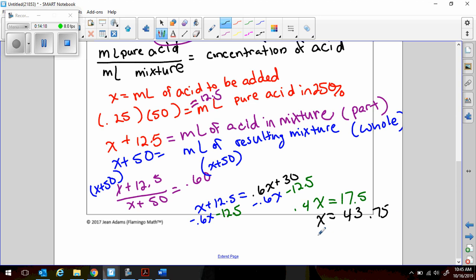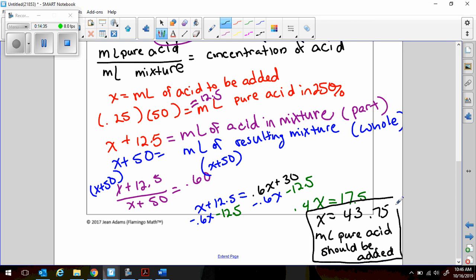So 43.75 milliliters of pure acid should be added. So I'm going to write this down: milliliters of pure acid should be added. That's it.